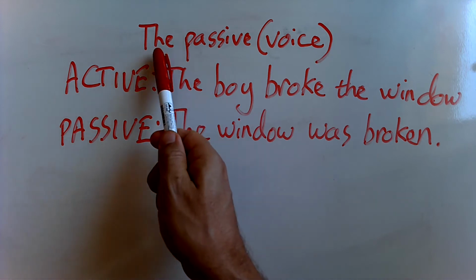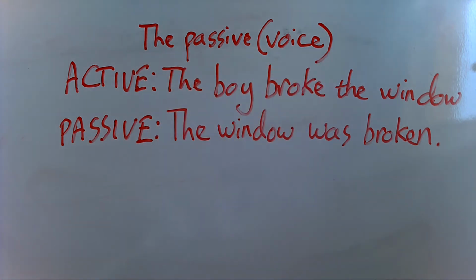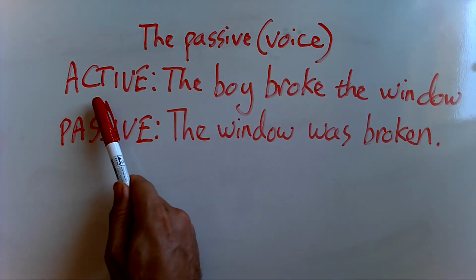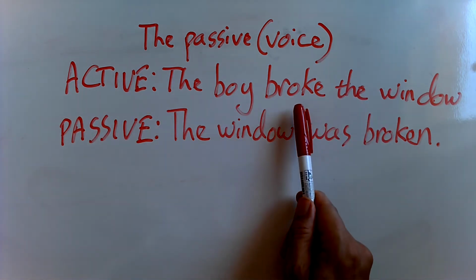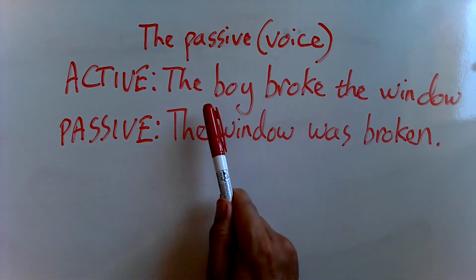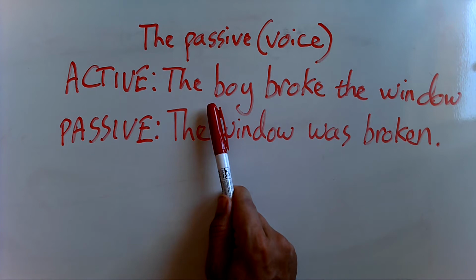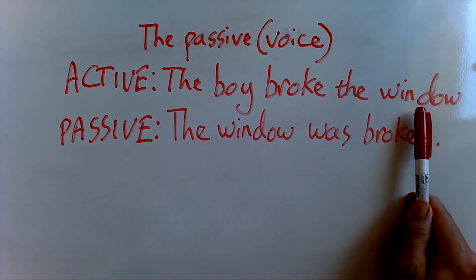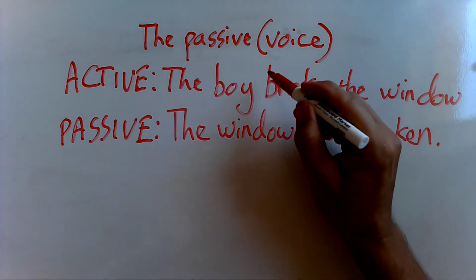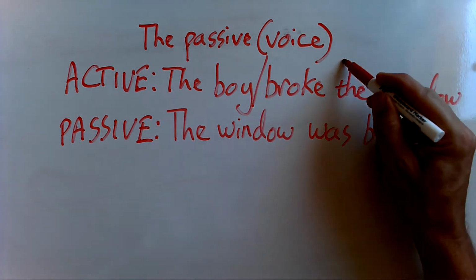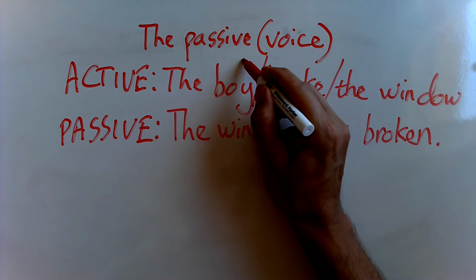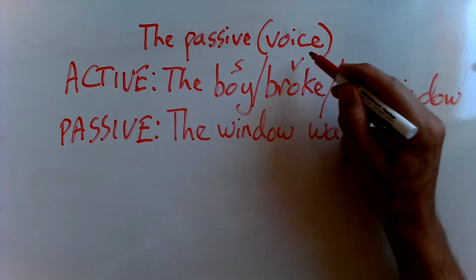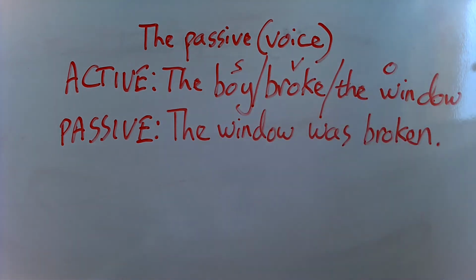Today we're going to be looking at the passive voice. In an active sentence, we have a verb, and the subject comes before the verb. The object comes after the verb. So, the boy broke the window. This is subject, verb, object.